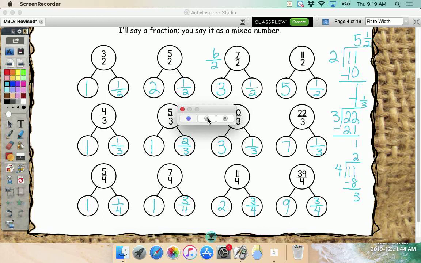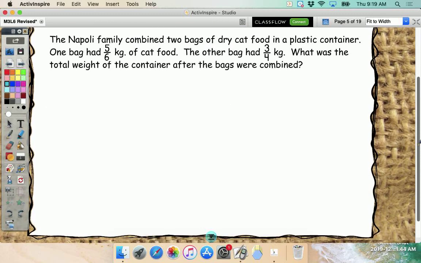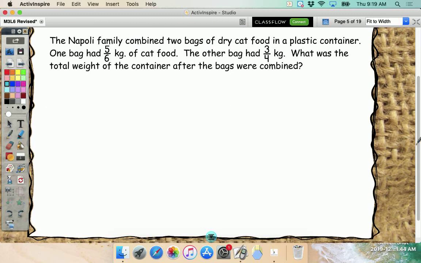So let's look at the application problem. This makes me hungry for lasagna or pizza or something. The Napoli family, doesn't that sound Italian? The Napoli family combined 2 bags of dry cat food in a plastic container. One bag had 5/6 kilograms of cat food. The other bag had 3/4 kilograms of cat food. What was the total weight of the container after the bags were combined?